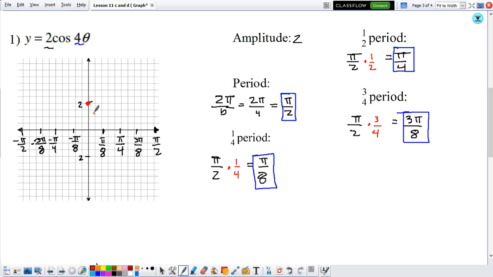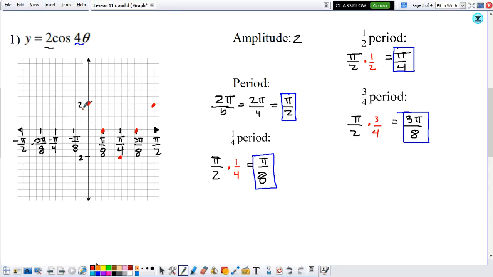Then my next point is going to be touching the x-axis. Then my next point is going to be the min. My next point is an x-axis again. And my next point, it's a max. And the same goes for the other side.